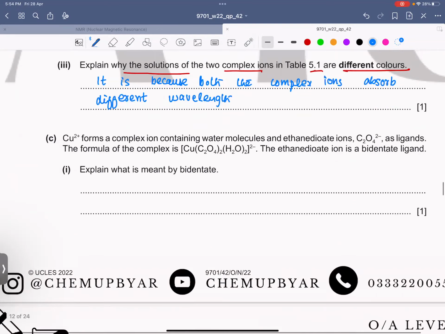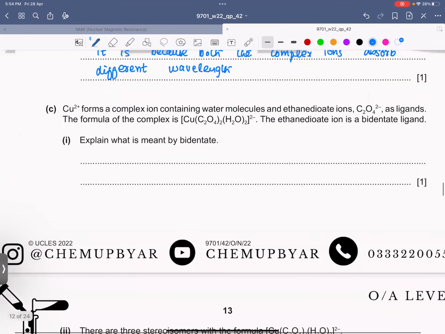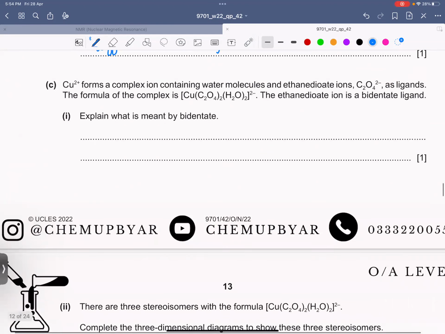Okay, next part. Cu2 positive forms a complex ion containing water molecules and ethanedioate ions as ligands. You must remember that it's a bidentate ligand. The formula of the complex is Cu(C2O4)2(H2O)2. The ethanedioate is a bidentate ligand. Okay, what is meant by a bidentate ligand? The one which forms two dative bonds.